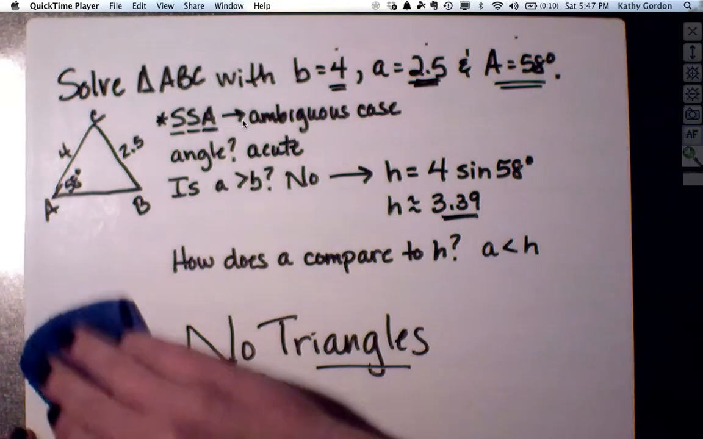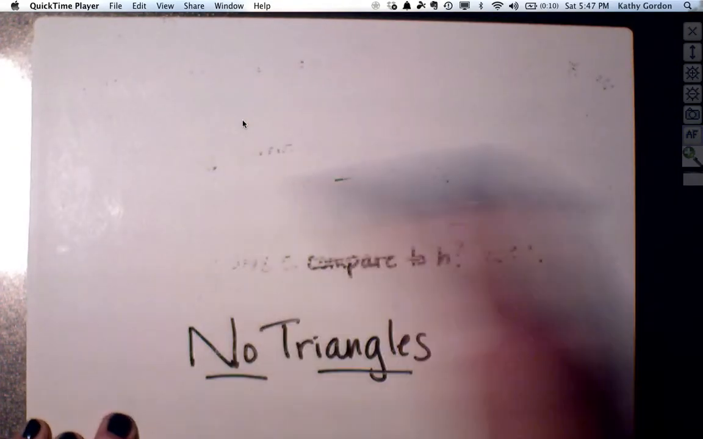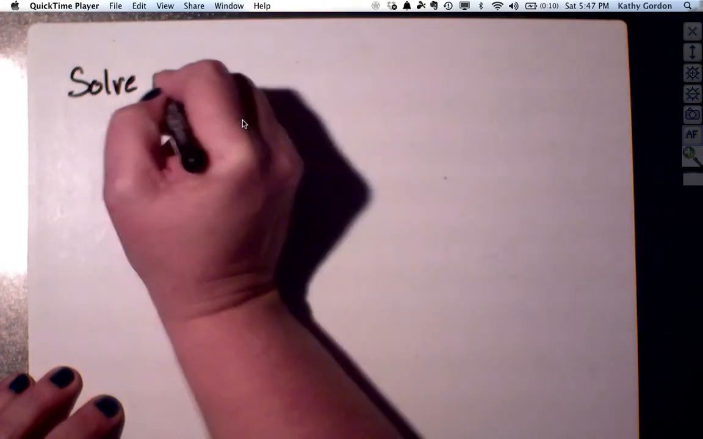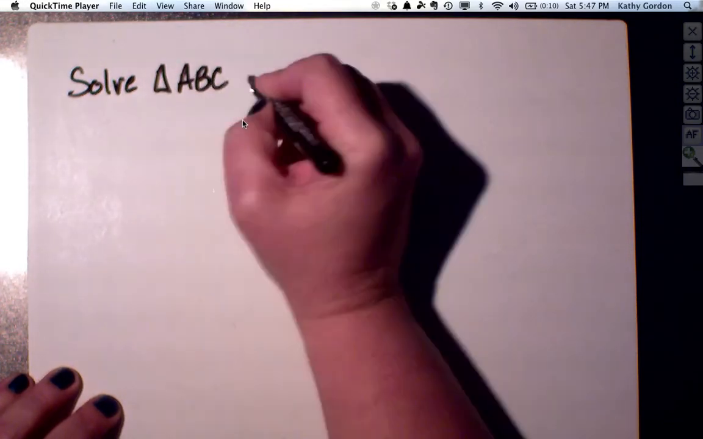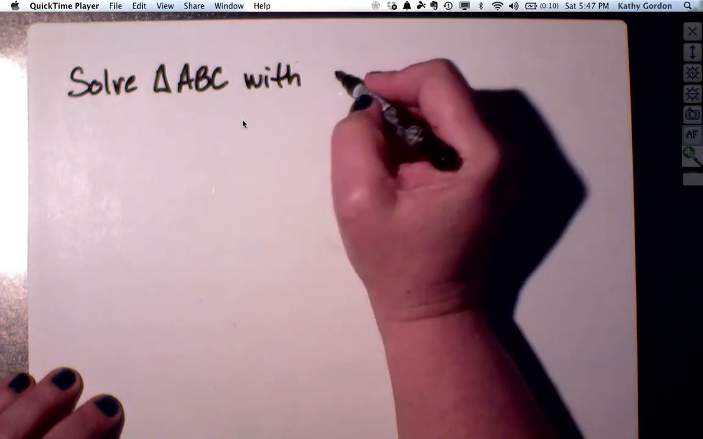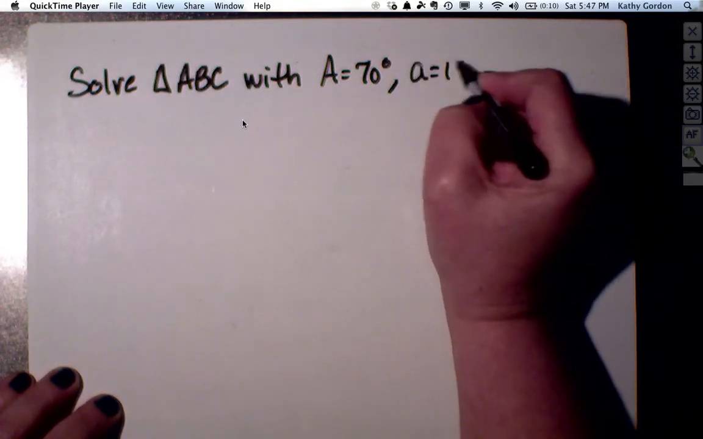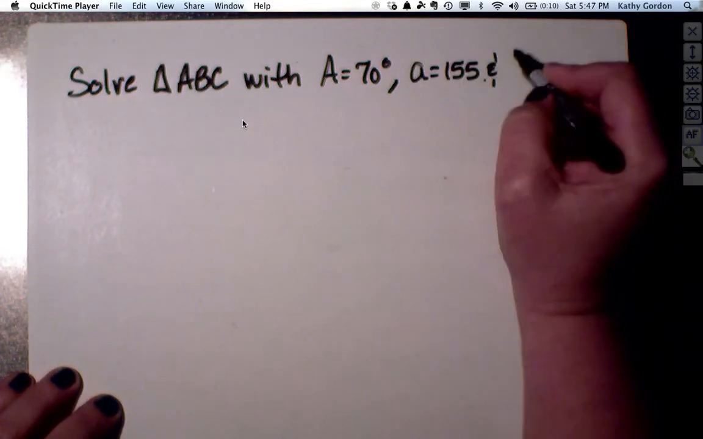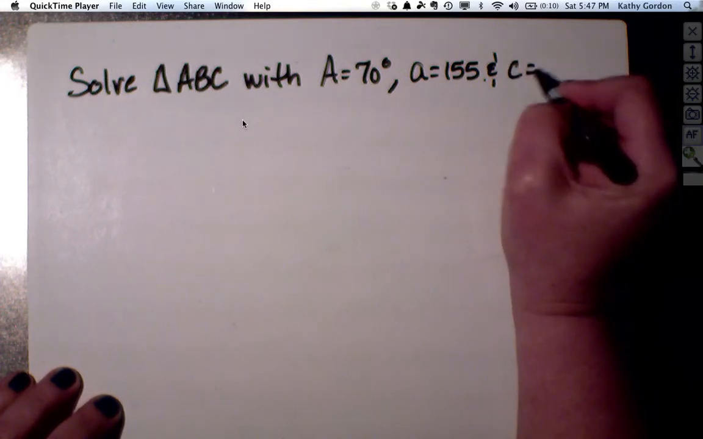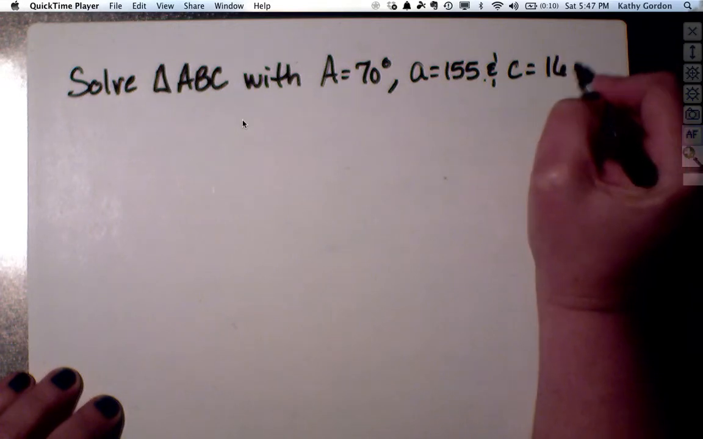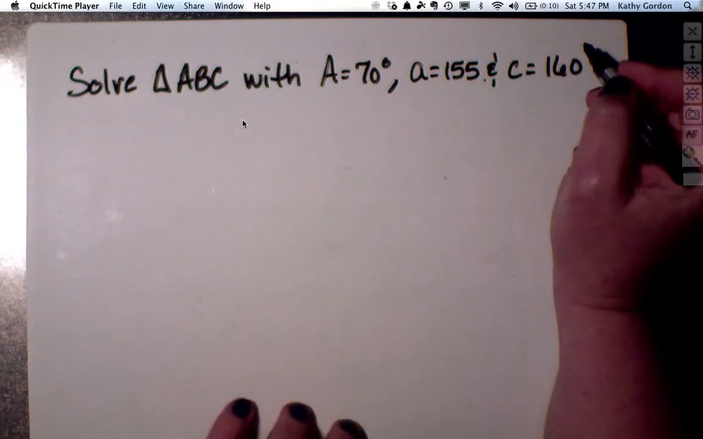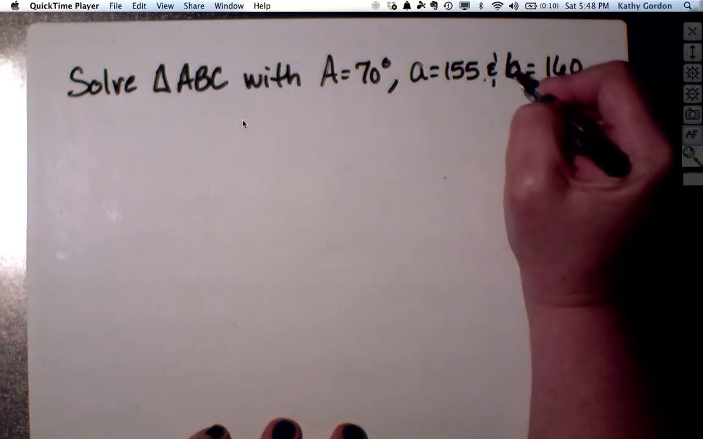All right, let's take a look at another possibility. Let's say we want to solve triangle ABC with these measurements. We have angle A equal to 70 degrees, side a equal to 155, and side c equal to 160. Now let's go ahead and just make that a b for simplicity.